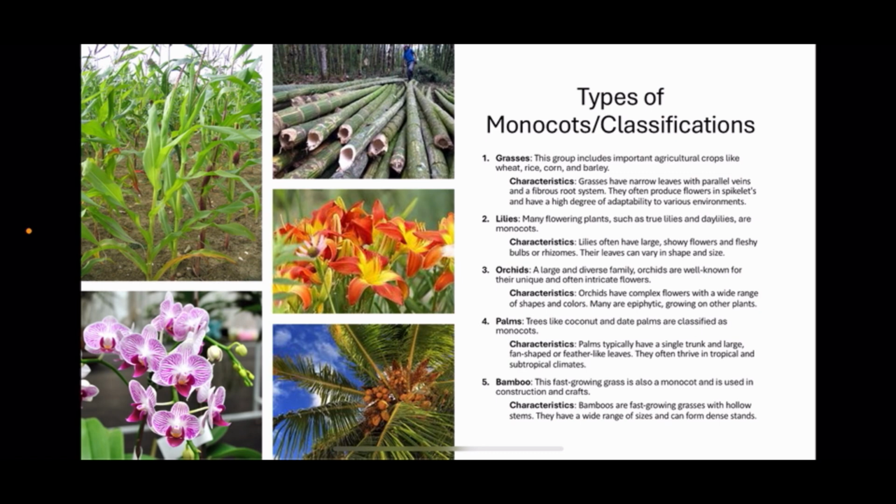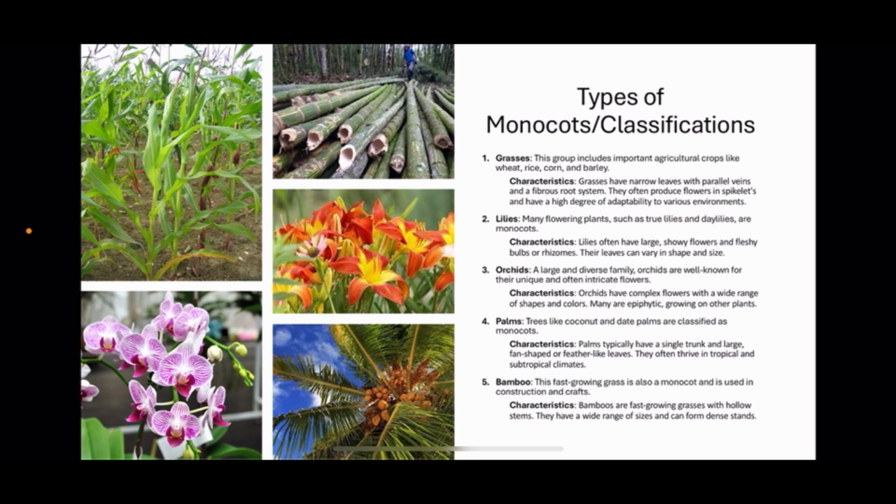Palms are another type of monocots. Trees like coconut and date palms are classified as monocots. Palms typically have a single trunk and large fan-shaped or feather-like leaves. They often thrive in tropical and subtropical climates.